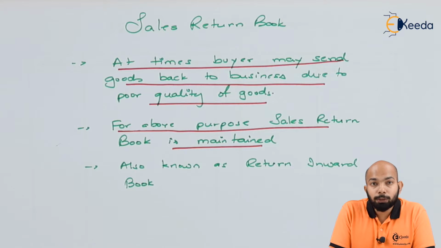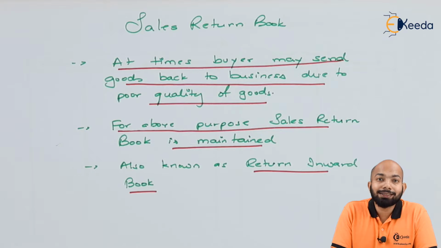And for the above purpose itself, we have maintained this specific sales return book. Just like for purchase returns, we have a specific purchase return book. For purchases, we have purchase books. And for sales and sales return, we have these kinds of books in our journal. Now there are other names also. Let's go ahead and figure out those names.